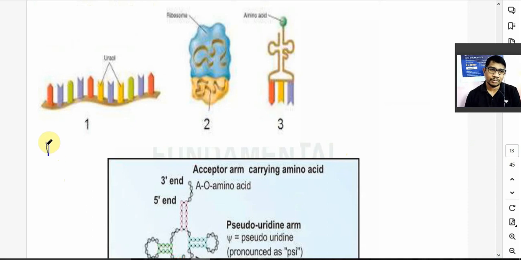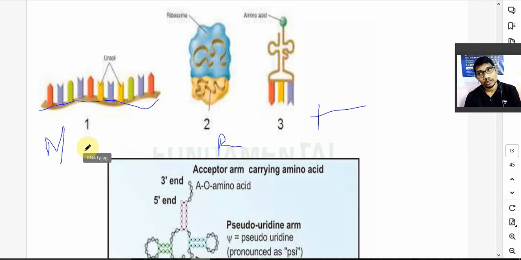The first is messenger RNA, mRNA. The second is ribosomal RNA, and the third is tRNA, transfer RNA. RNA is single stranded. Again, they are polymers of ribonucleotides held together by phosphodiester bonds. mRNA, known as messenger RNA, has the role of carrying the message from DNA to the protein synthesis assembly.